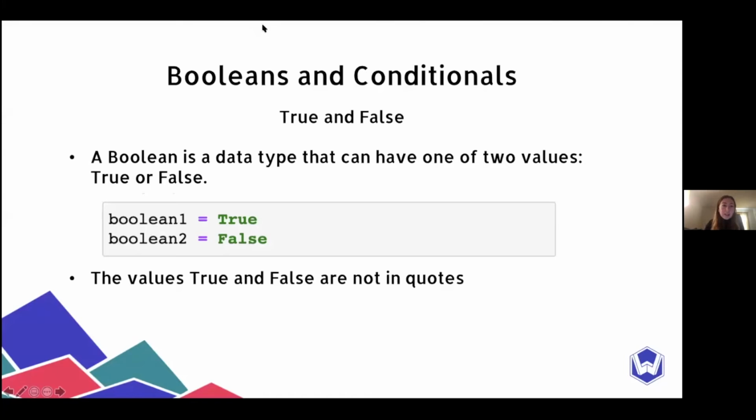All right, so Booleans and conditionals is our next topic. A Boolean is a data type that can have one of two values, true or false. Fairly simple. In Python, the syntax for true and false would not be in quotes. It's with a capital T, a lowercase f, and you should see the color change in whatever IDE you're using. A true or false would relate to some sort of statement that we'll be making in a bit. And I think the next slide is on that.